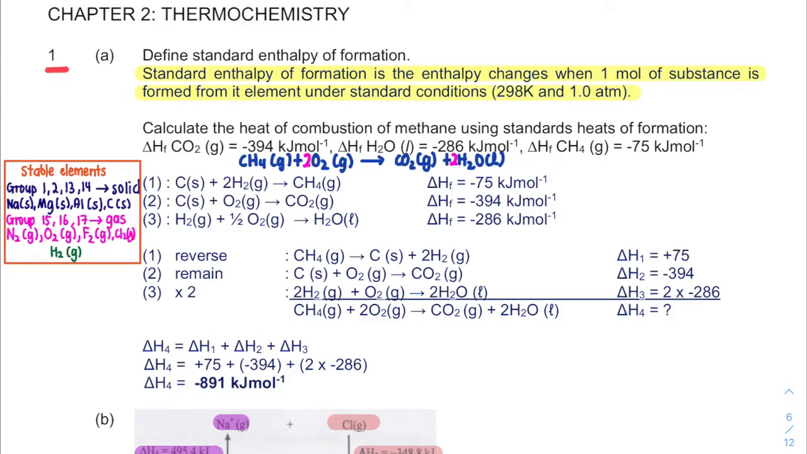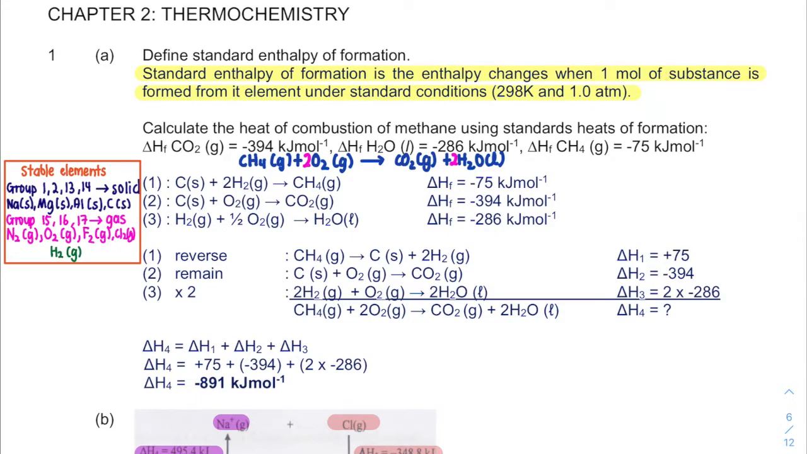The first question is to define standard enthalpy of formation. The standard enthalpy of formation is the enthalpy change when 1 mole of substance is formed from its elements under standard conditions, which is at 298 Kelvin and 1 atm. For the standard condition here, you can't just stop there. You have to mention what the temperature is and what the pressure is. So that is the definition. This one you really have to memorise.